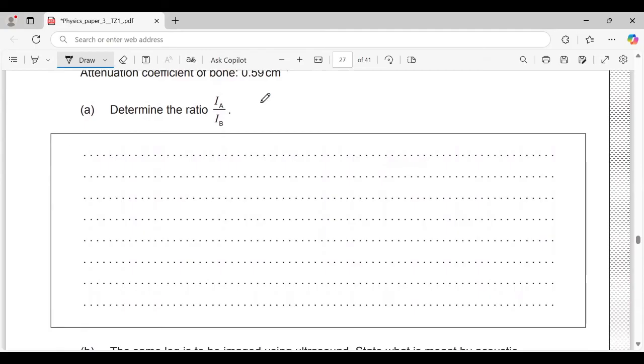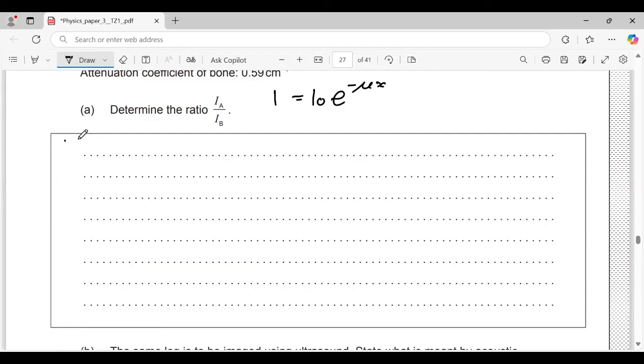It says that the intensity after passing through the material, I, equals I0, the initial intensity, times e power minus mu times x. Mu is the attenuation coefficient, and x is the thickness of the material.